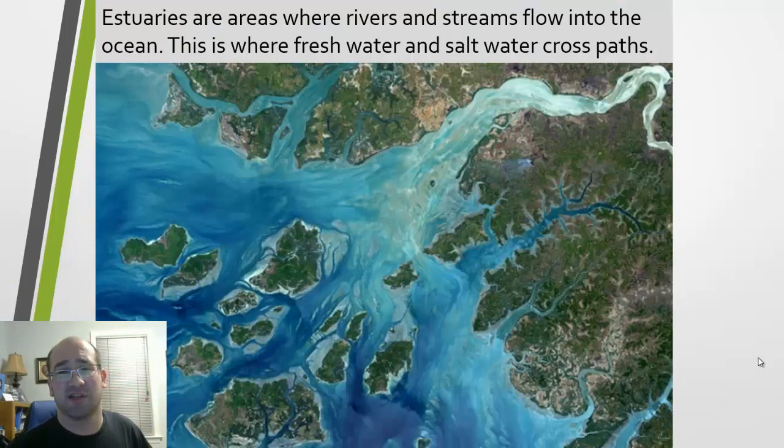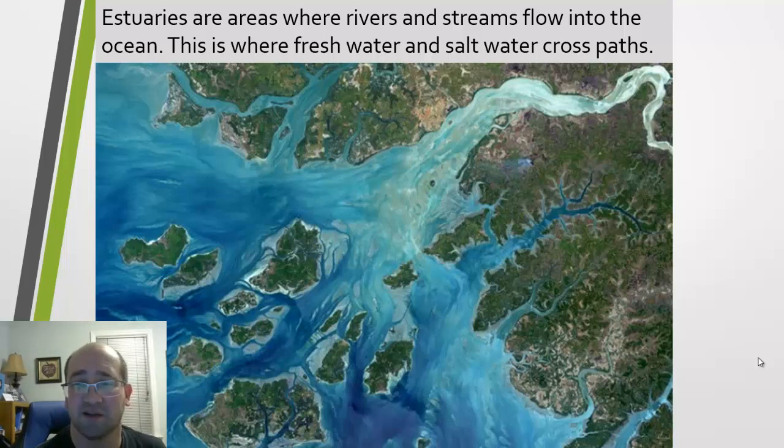And then the last on the list is estuaries. Estuaries are where rivers and streams flow into the ocean. That's where you get fresh water and salt water mixing. And you can see the path from the top there. You've got rivers that are leading into a big open water area.